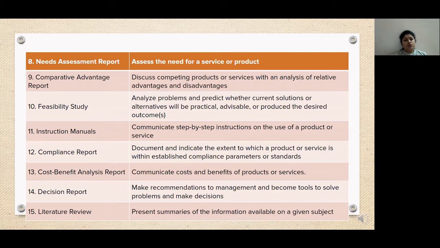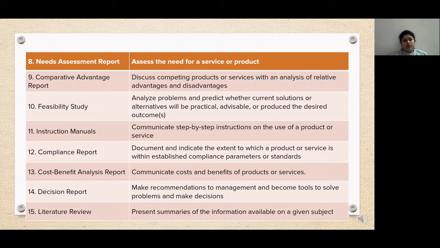Then we have decision reports. They make recommendations to the management and become tools to solve problems and make decisions. Decision making is a kind of decision tree. If my decision is based on these two aspects, then yes and no. On the basis of yes, what parameters does it fulfill? If no, then what parameters is it not meeting according to the compliance? So this type of report again communicates the recommendations to the management through the analysis which we get through previous reports.